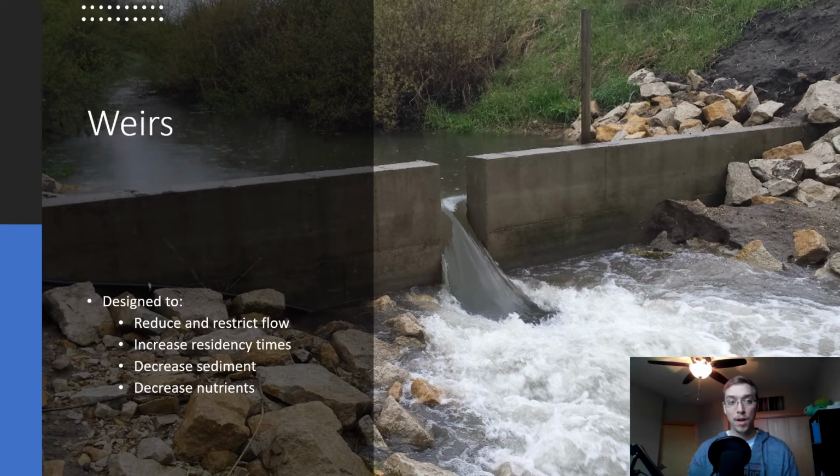It was a weir. These are designed to reduce or restrict flow through the stream, increase residency time, so the amount of time that water is staying in the system, decrease sediment, and decrease nutrients. So if you slow water, the particulate matter in water can begin to settle out if the water doesn't have enough energy to maintain those particulates within the flow.